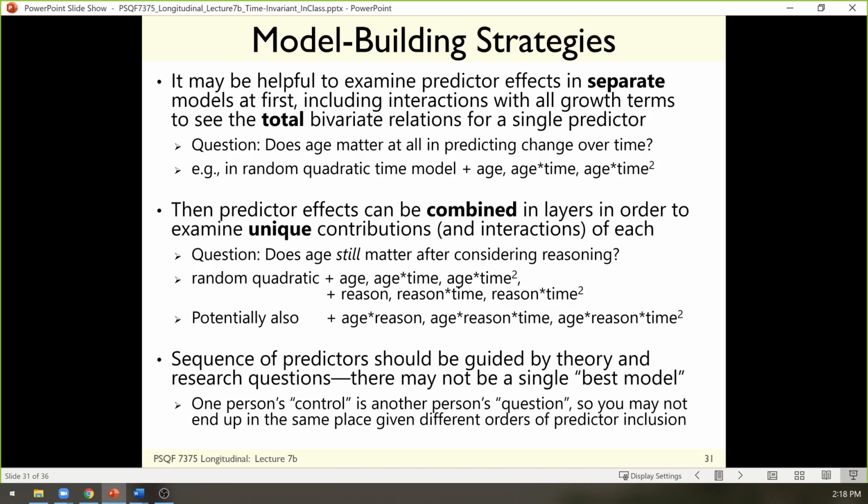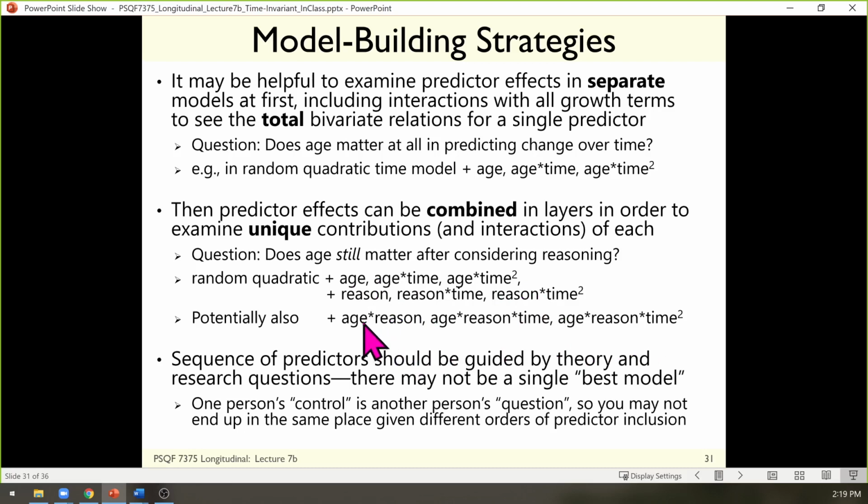The order in which they go in is dependent on the context of the study and the questions to be asked, but in general, I like to know what is a variable's bivariate relationship with the growth curve, and then what is its unique relationship after controlling for other predictors. So that's what I tend to do in practice. For instance, in the example that I'm going to show you, I have abstract reasoning as a time invariant predictor of practice effects. After I figure out what age does in the model, I might add reasoning to the model, controlling for age, and then potentially you could have these higher order interaction terms as well.